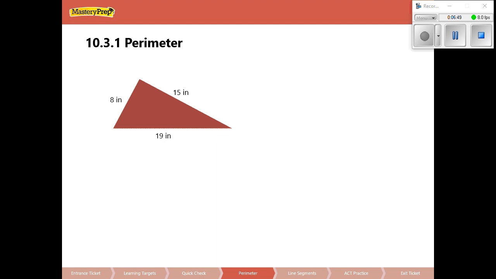So we have a side length of 8, a side length of 15, and a side length of 19. Well, to find the perimeter, we would add them all up, which would be 42 inches. And that's all we'd have to do for this here.